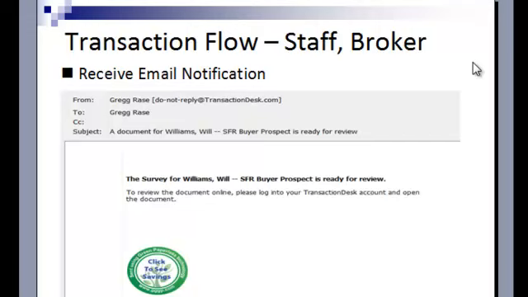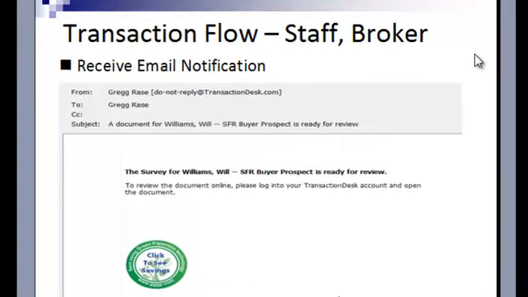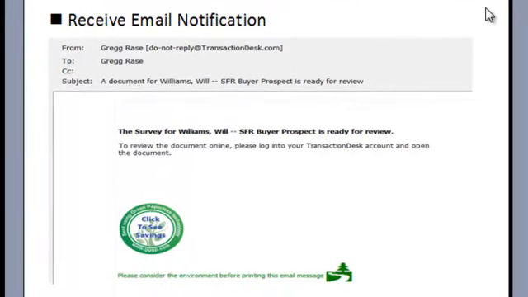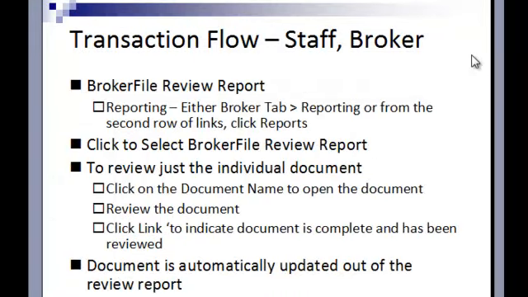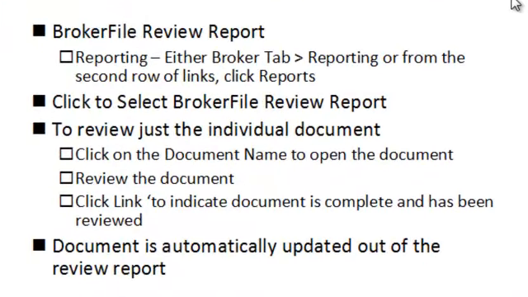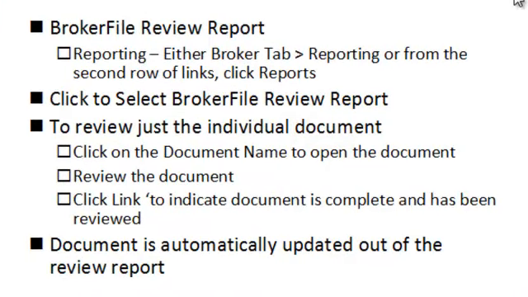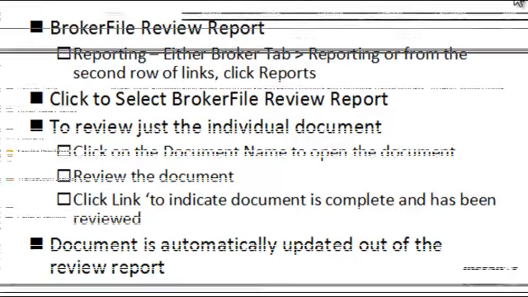As agents upload or add documents back into their online transaction files and mark those documents ready for review, the transaction flow switches back over to the staff and broker. The email notifications are generated to notify that the documents are now online and ready for review. As that transaction flow switches back over to the office and broker to review those uploaded documents, reporting tools are available. That broker file review report is accessible. It will display all of the documents that have been marked ready for review.